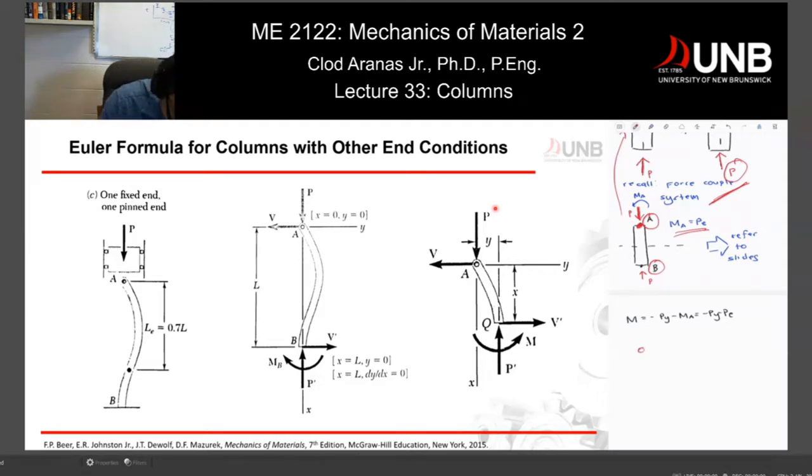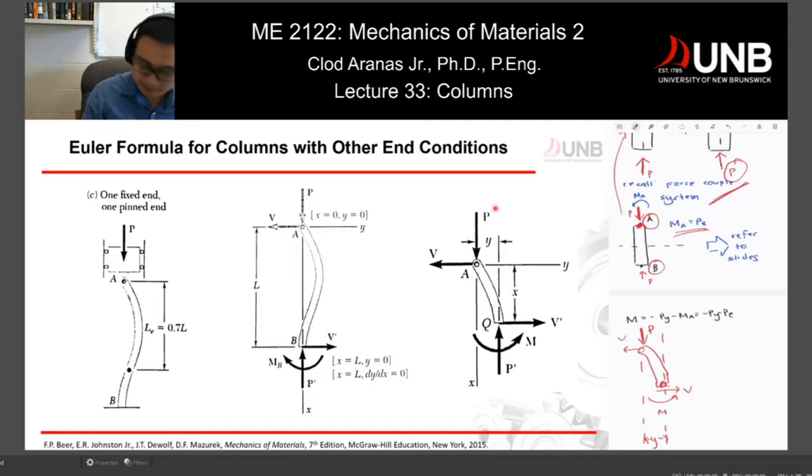Everything on the top is nicely written because I wrote it before. Right now, everything will be a mess again. So that's our assumption of M, that's our V, with an assumed direction of V there. Then you have force P, and assuming at this point you have a deflection y, and then I'm missing something. Yep, so I have force P prime.